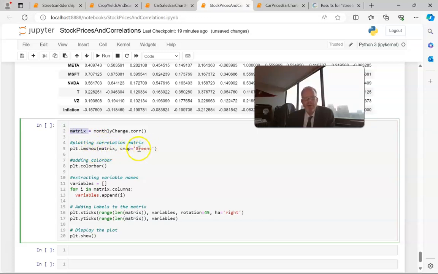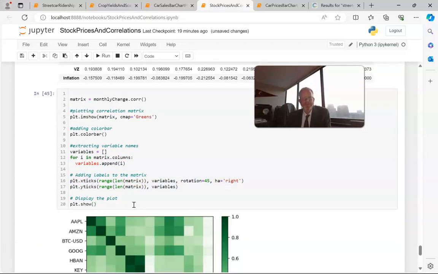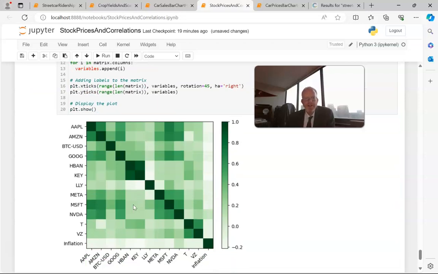And then we're going to plot this using shades of green to show correlation. Then we will grab a few variables that we're going to pull out, and we're going to use those variables to show our X and Y labels. Let's take a look at what this creates for us.